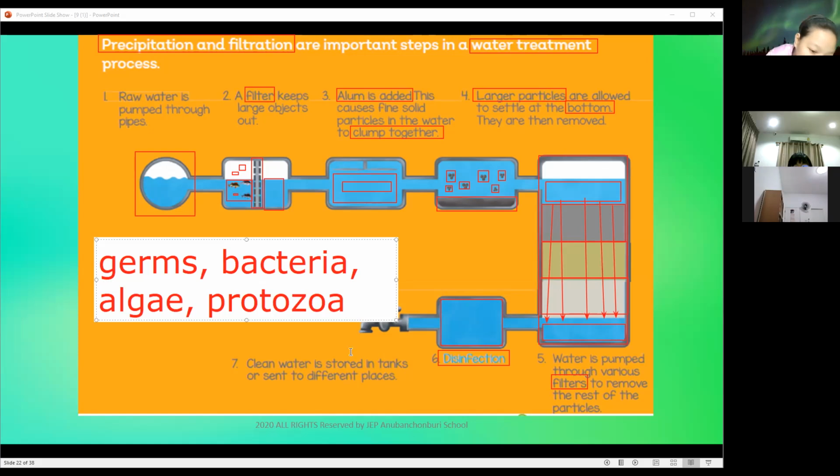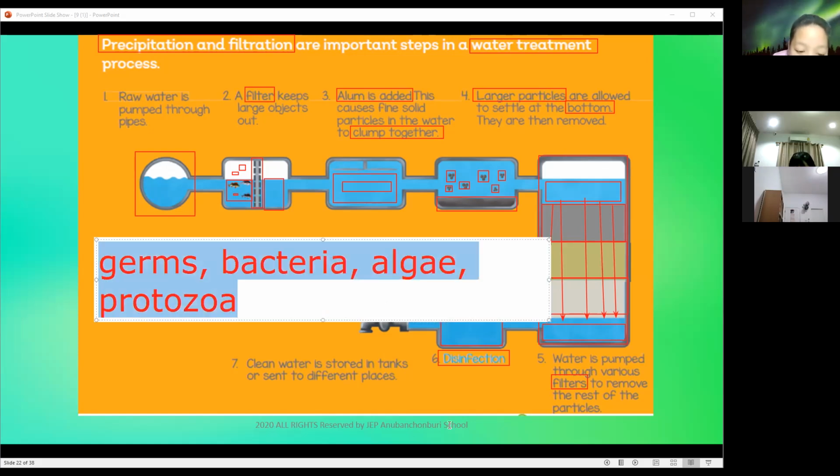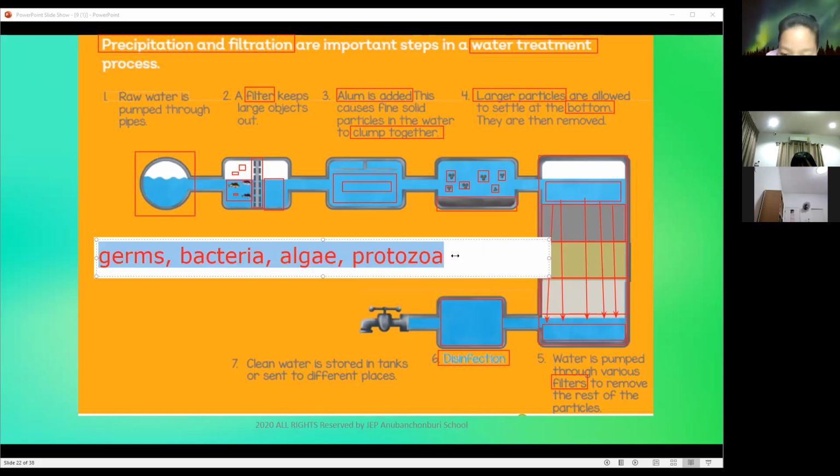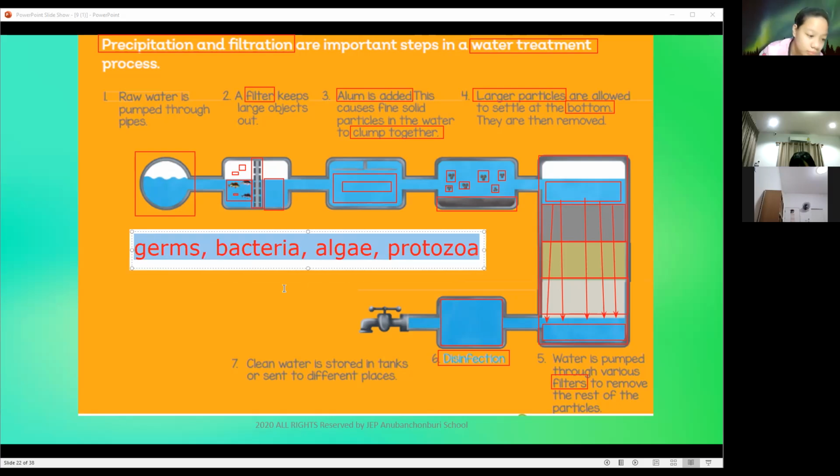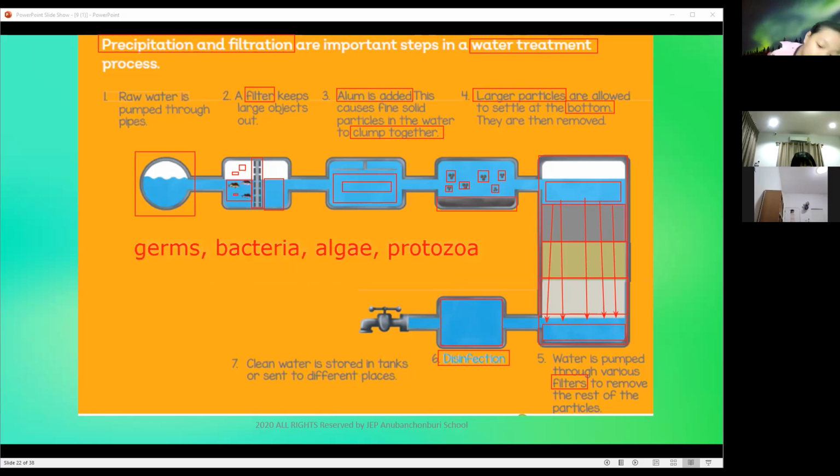Okay, and these microorganisms, they are very, very small. We cannot see them, but they are very real. And when we are going to drink the water with these microorganisms, what happens to us? We will become sick. You understand? That is why we need to disinfect the water so that the bacteria and algae, protozoa, will be killed.